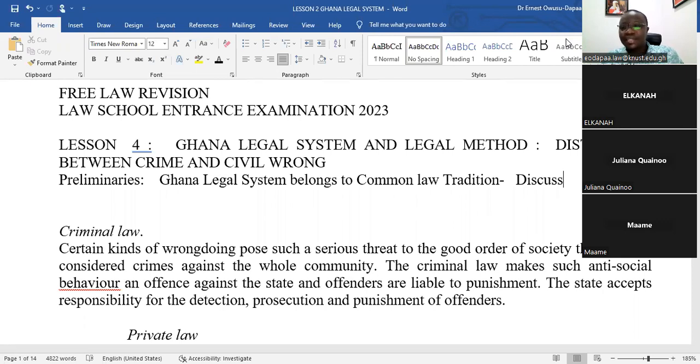All that is required is that you must give notice. And I think under the State Proceedings Act, Act 555, you are supposed to give a mandatory 30 days' notice before you can commence a suit against the Republic or against the Attorney General and so on. Yeah, so that is that.